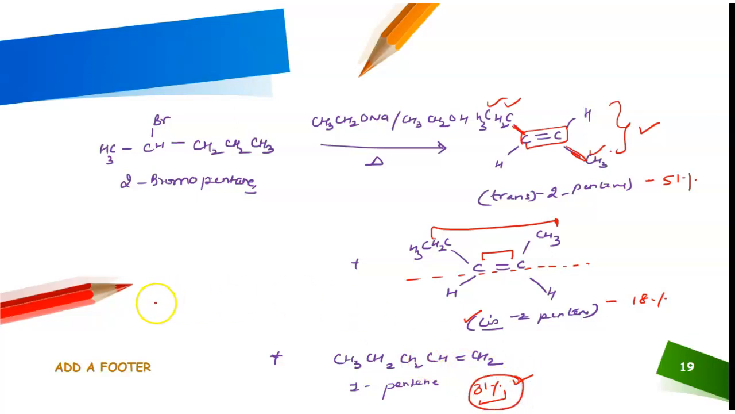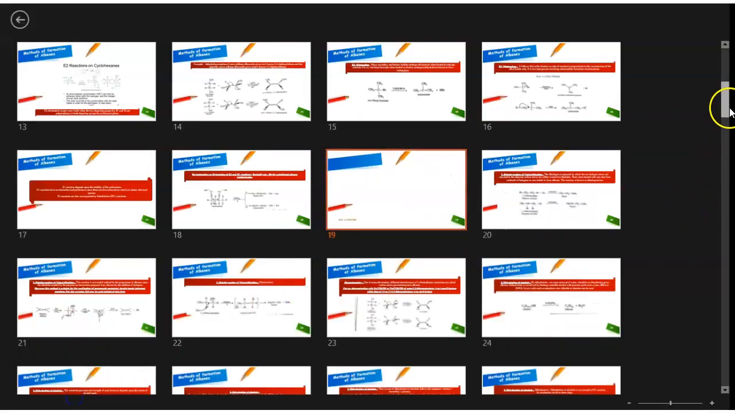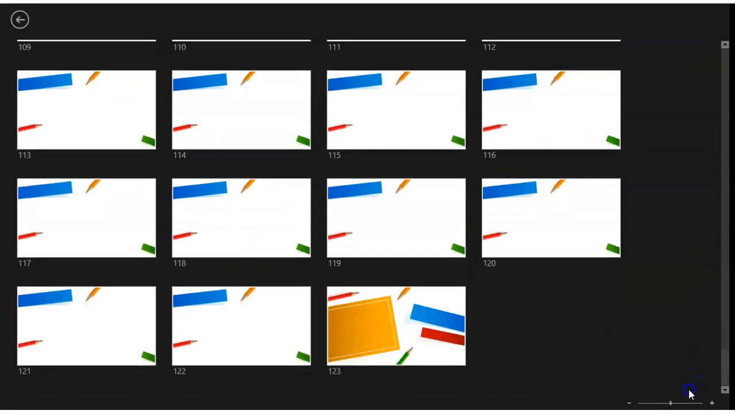And why is it so? The reason behind this is that trans 2-pentene is very much substituted as compared to your cis 2-pentene. So even your trans 2-pentene is much more stable as compared to cis 2-pentene. So which is why it is the majorly formed product. After that will come your 1-pentene, and the least one would be your cis 2-pentene. So I hope that is quite clear to you right now, and this is the last example that we'll see over here in this case. So yeah, that's all about this particular reaction, that is dehydrohalogenation.